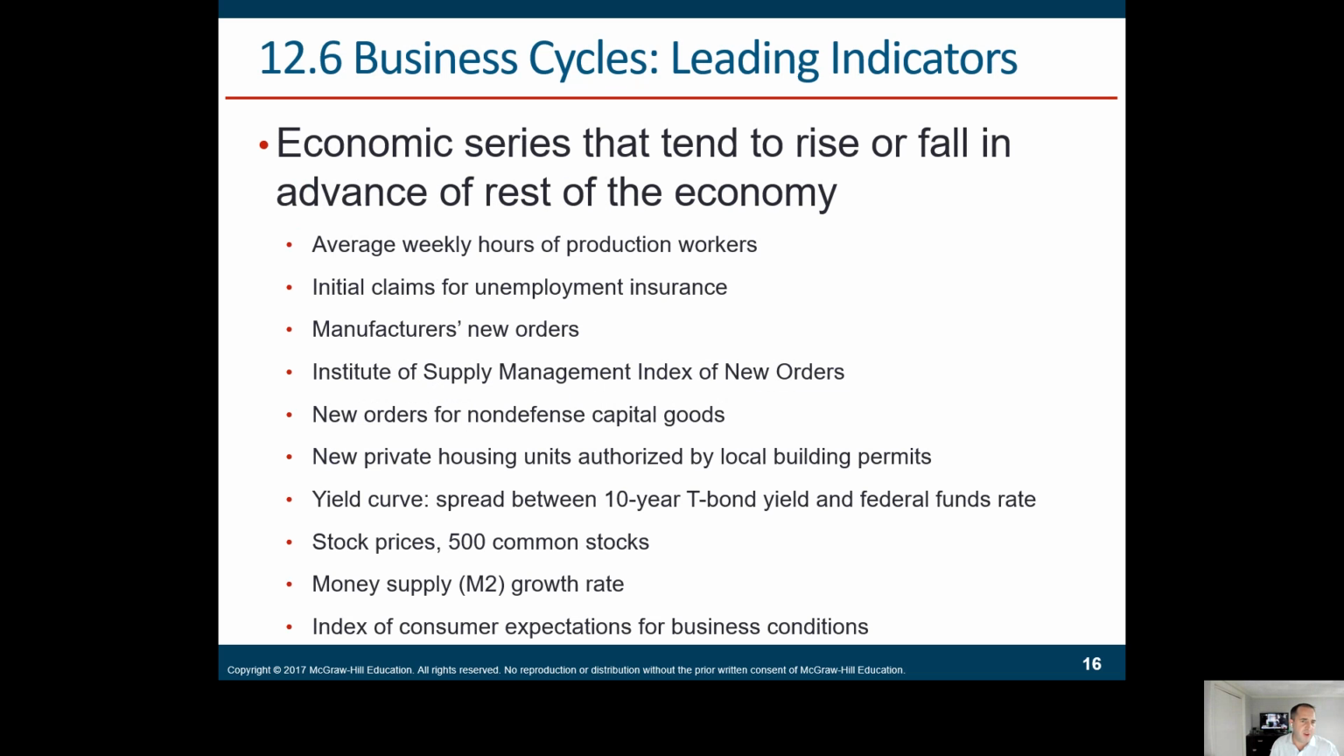Economic indicators tend to rise or fall in advance of the rest of the economy. If you see average weekly hours being reduced, and you were tracking this as an economist, what would you look for as signs of strength or signs of weakness? Are people working more or fewer hours? Are people filing for more unemployment claims? Are companies making new orders? Is the aggregate supply index increasing or decreasing?